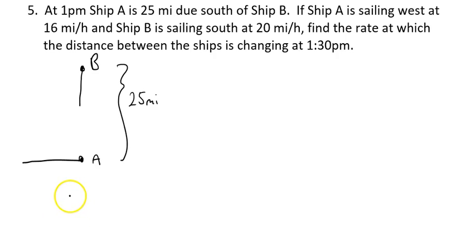And we want to find the rate at which the distance between them is changing at 1:30. So at 1:30, let's say that these are their new positions. A is right here and B is right here. The distance between them is as the crow flies, so the shortest distance is a straight line. So B has traveled a distance of y, and A has traveled a distance of x.